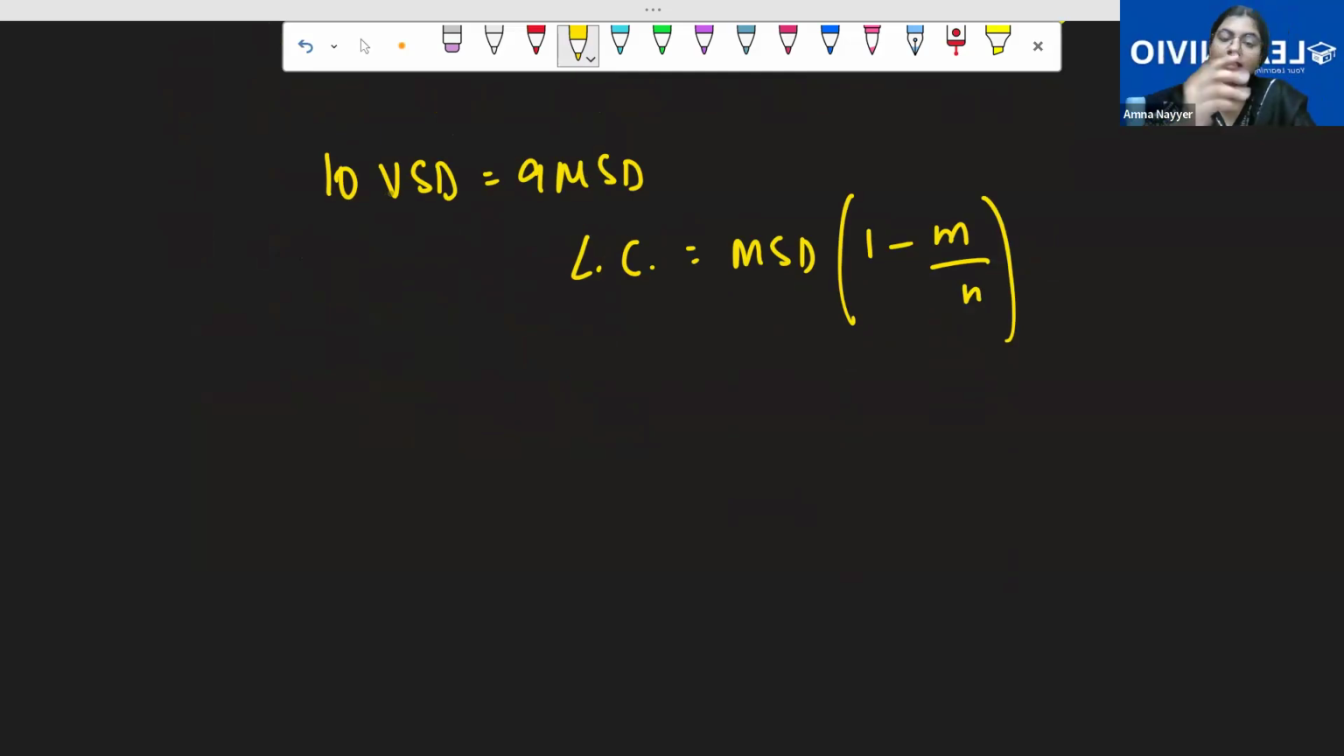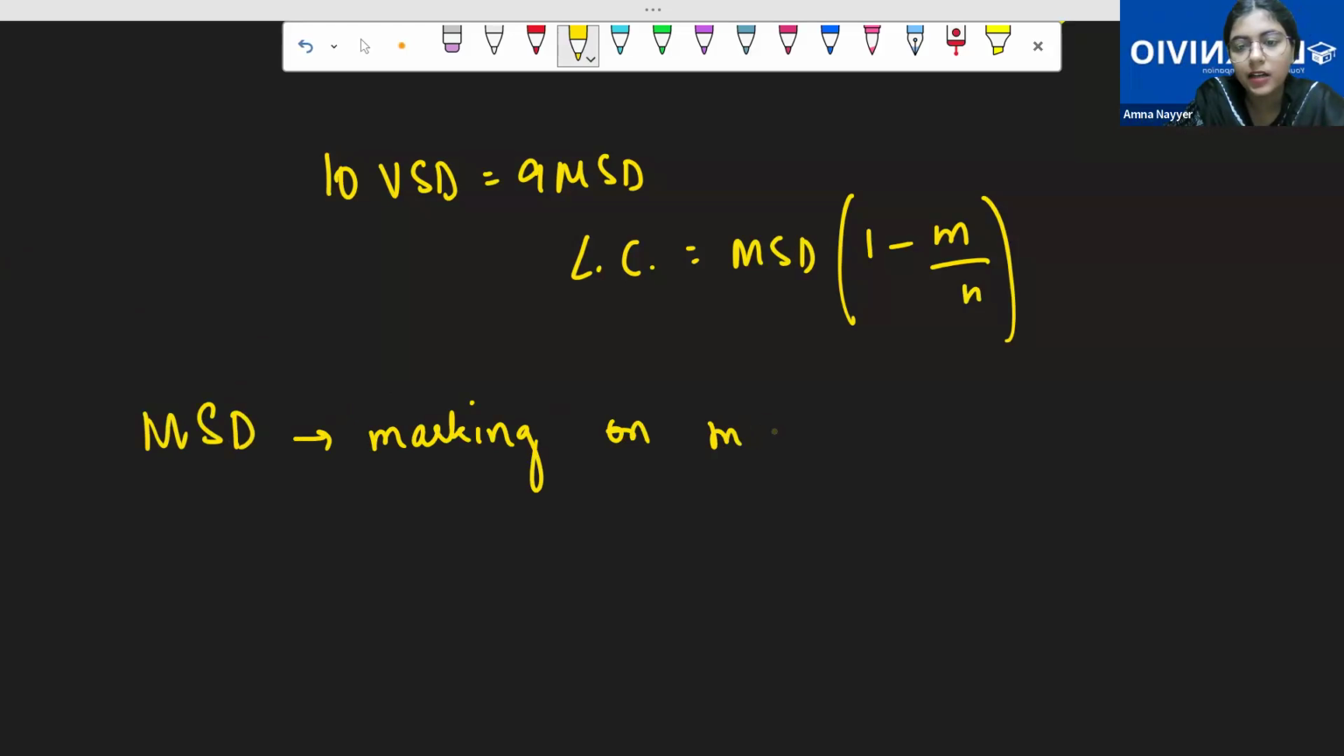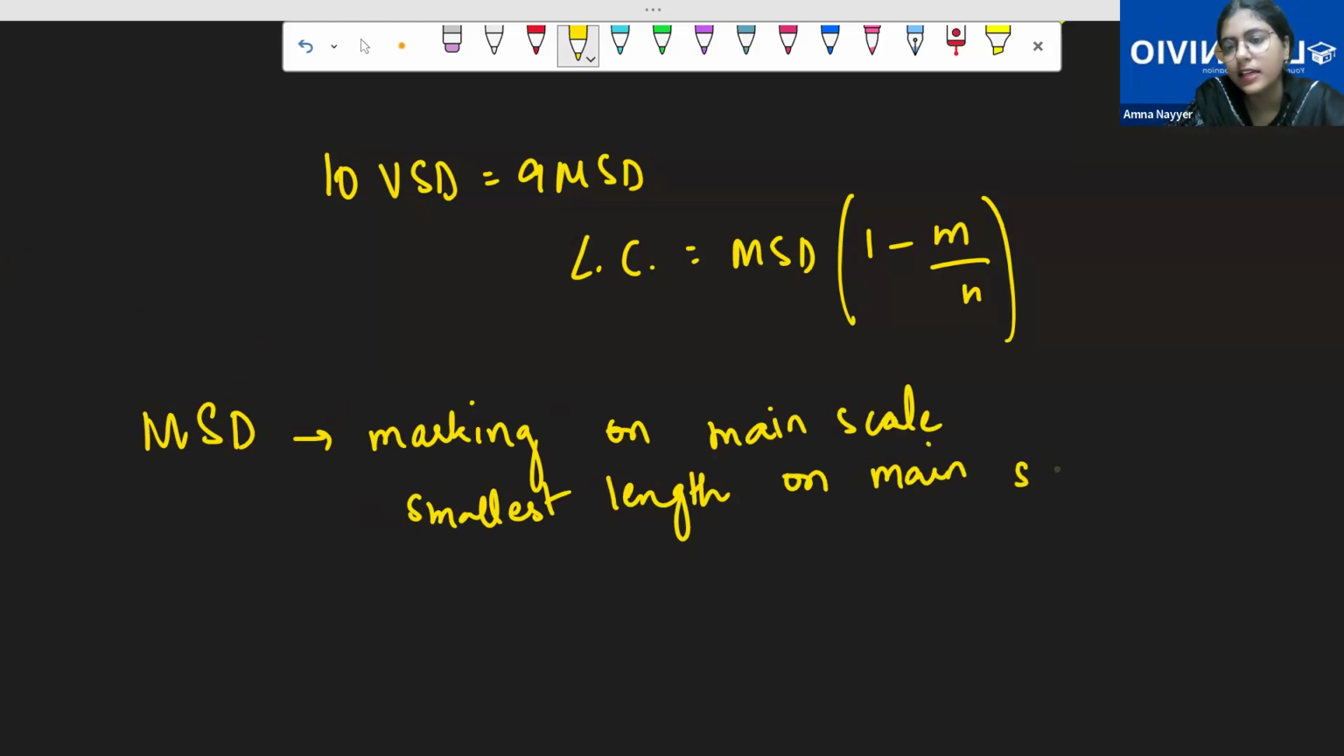No, so VSD we don't know. This is what is given. Then there will be a problem. Then we'll have no idea. So you should know what is the smallest marking, if it is not given, you should know what is the marking on the main scale. If I say what is MSD, basically it's the marking on main scale, or you can say smallest length on main scale, the very small length on the main scale. Okay, that is what your MSD is.